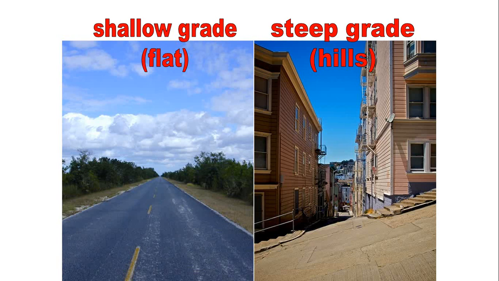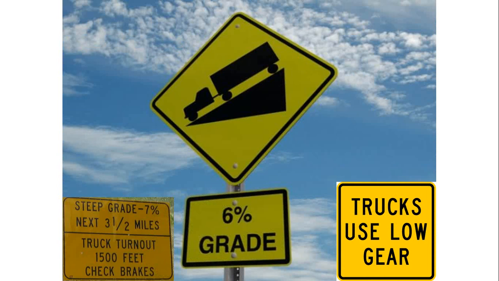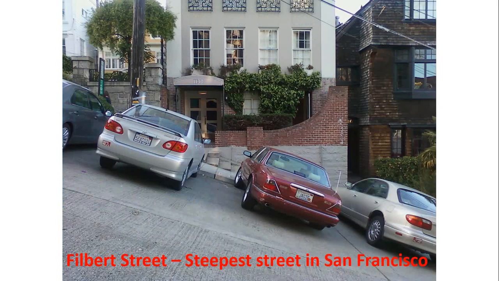So you'll hear these 2 terms. A shallow grade means flat. A steep grade means hilly. You'll see these signs on the road a lot. 6% grade, 7% grade. And it tells trucks to use a lower gear because trucks can't handle that kind of steepness and they'll get going too fast and then won't be able to stop.